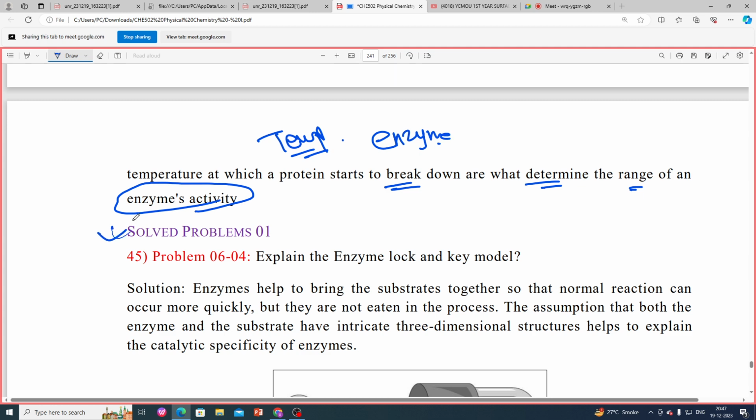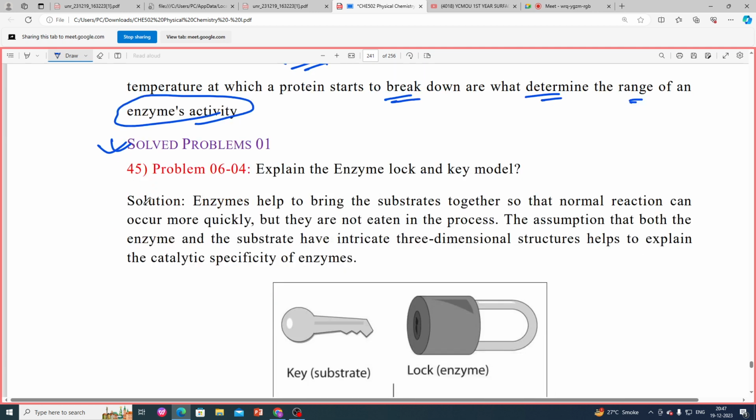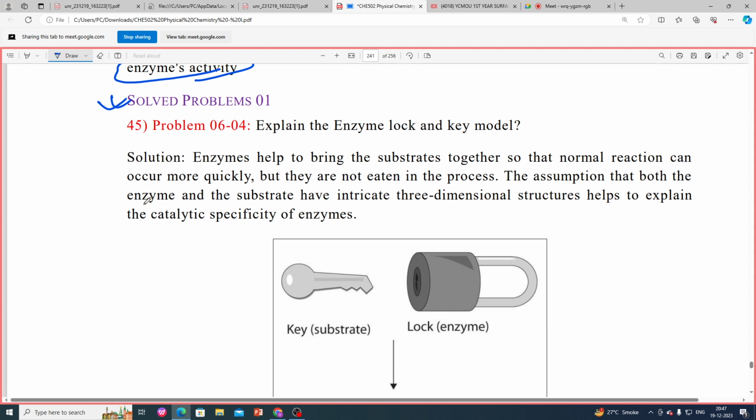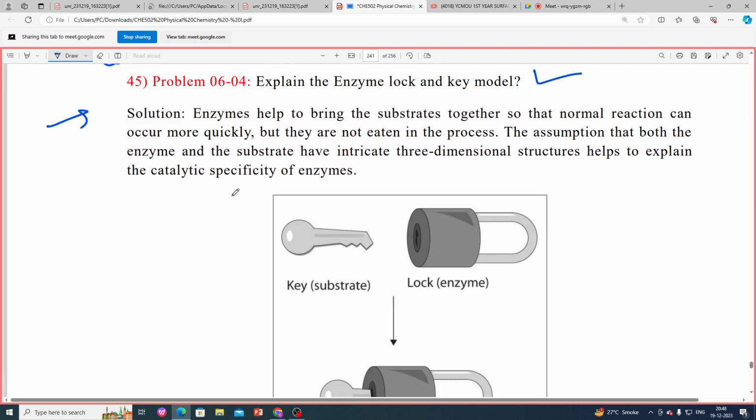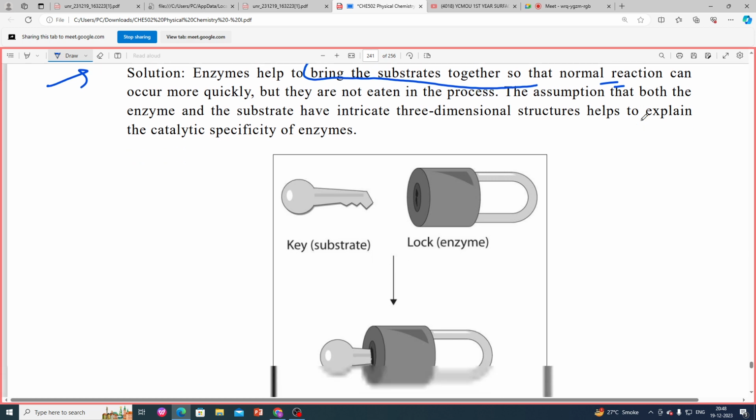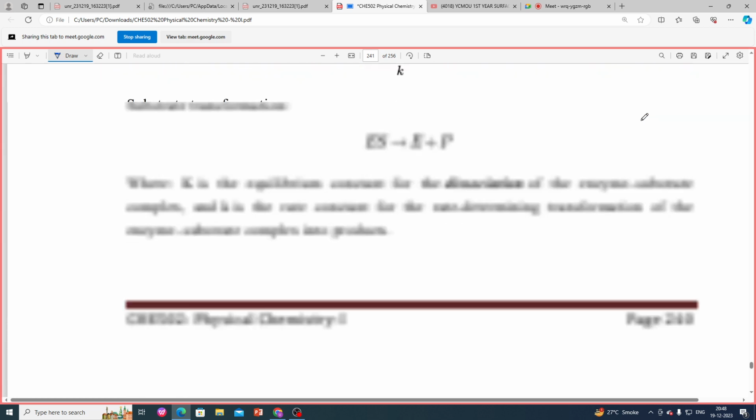So here some problems are given. Solve examples. Some examples are given. Solve problem: explain the enzyme lock and key model. Here is the solution. We have to see this portion at the very start of this chapter. Solution: enzyme helps to bring the substrate together so that the normal reaction can occur. Here the key and lock model is given. These are the explanations given here.